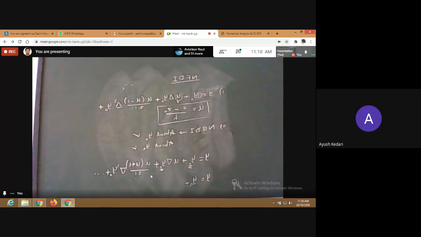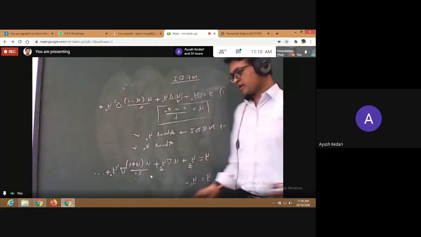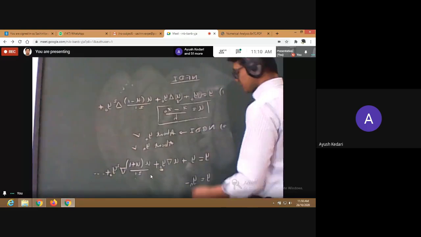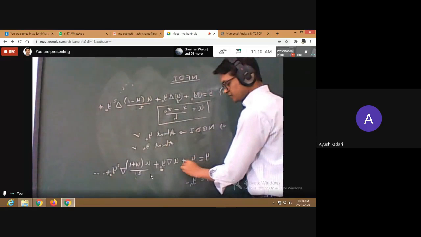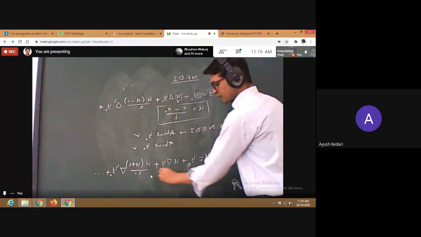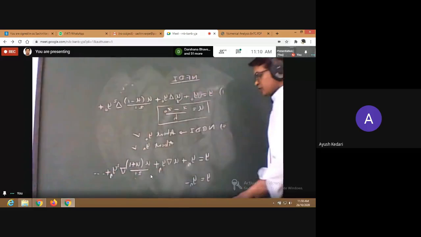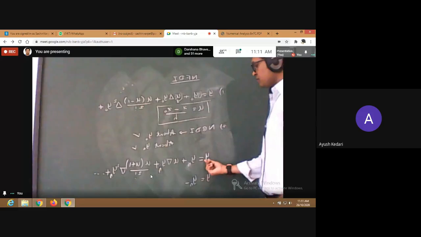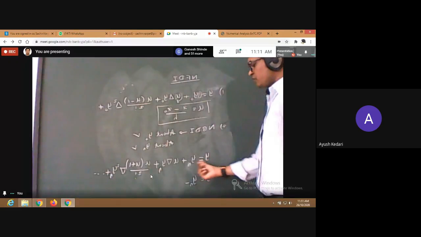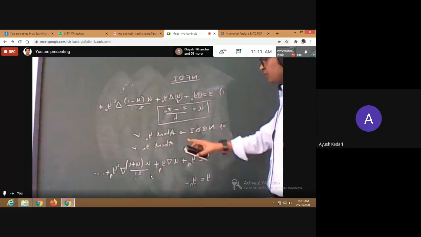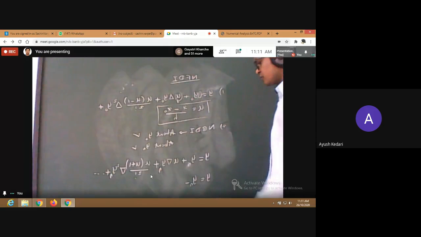Actually, we have started with the y naught only. If the given observation is close to the final value, then we'll write in terms of the final value yn, and this is the formula of Newton's backward difference interpolation in terms of final value.